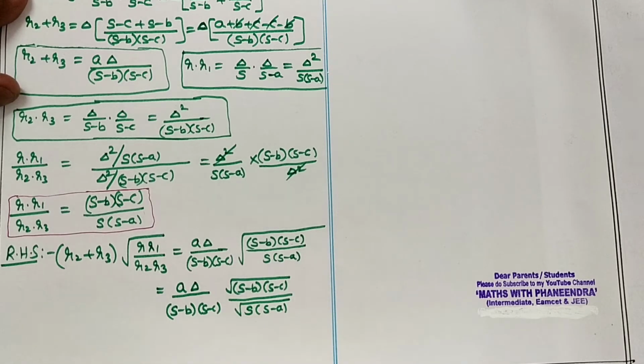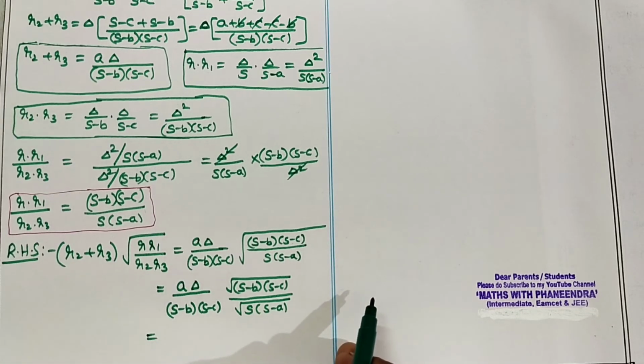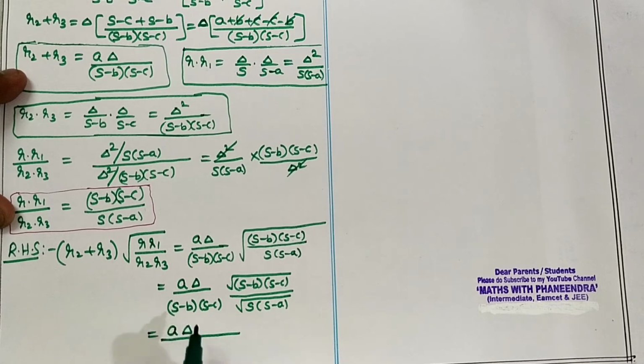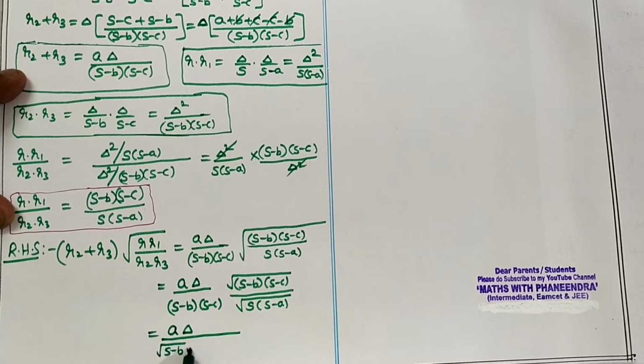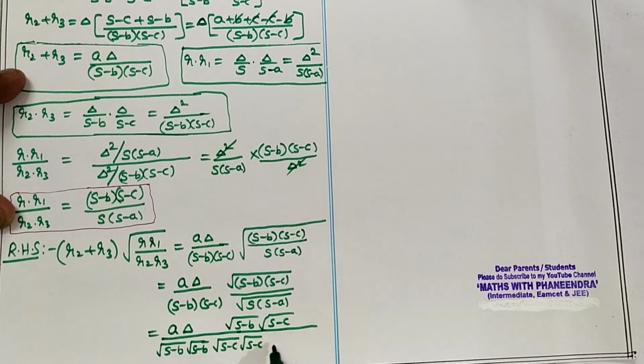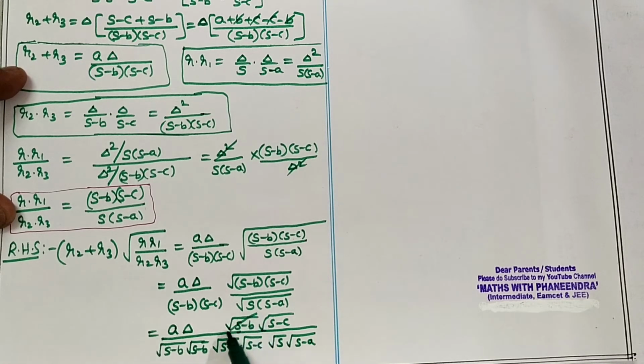Just root divided. After that, A into delta by this S minus B can be written as root S minus B into root S minus B. Similarly, S minus C also root S minus C into root S minus C. The numerator value root AB, root A into root B, root S minus B into root S minus C divided by root S into root S minus C. So you can cancel it: one of the root S minus B, root S minus C also cancel.